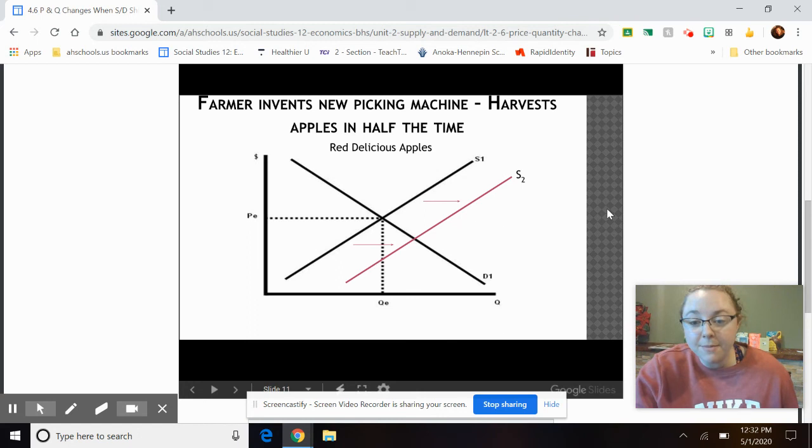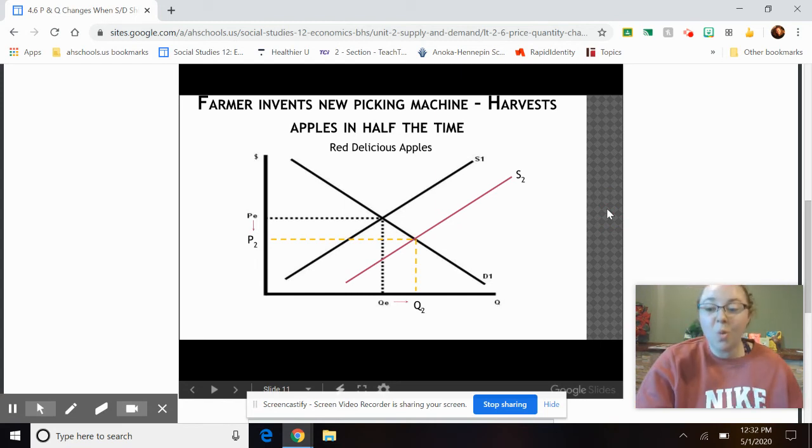We don't need to pay people as much money because they're doing it in half of the time, because we are using less of our resources in order to pick apples, so on and so forth. So the price would go down for Red Delicious apples because we can do it quicker and get more product out there. So then the quantity will increase because we can pick more if we want to. So the line would shift to the right and price equilibrium would decrease and quantity equilibrium would increase.